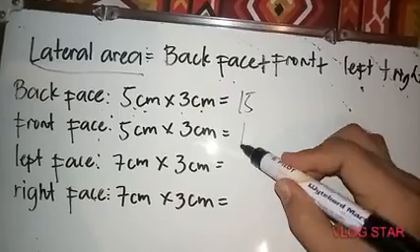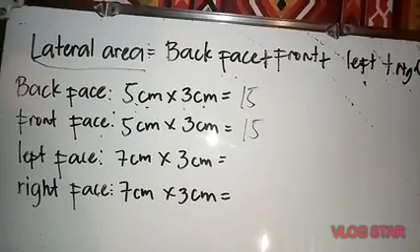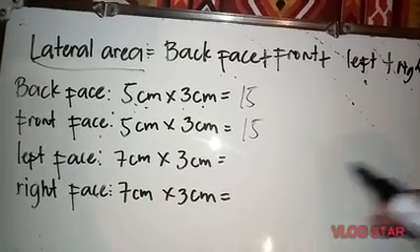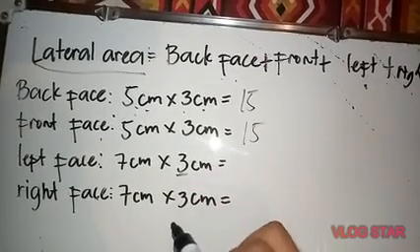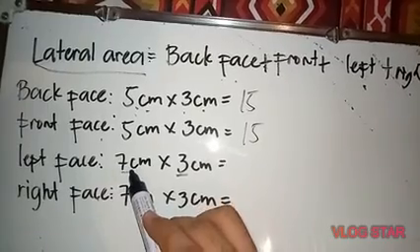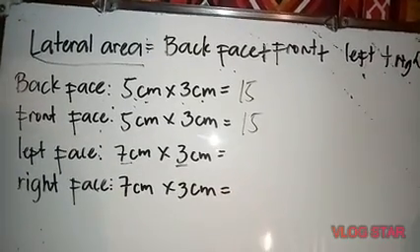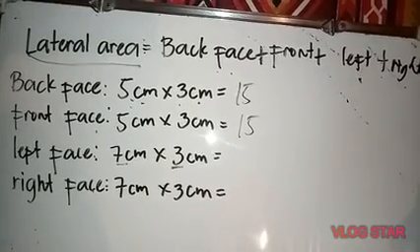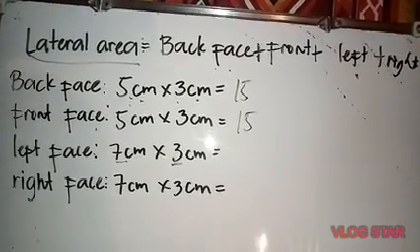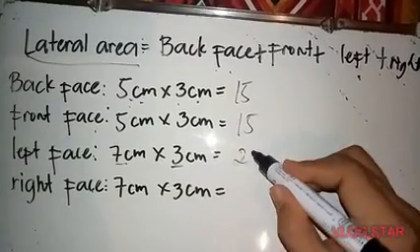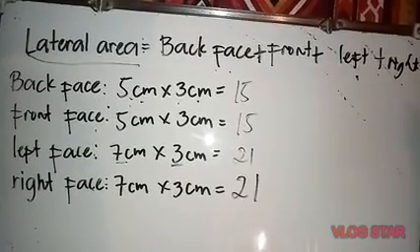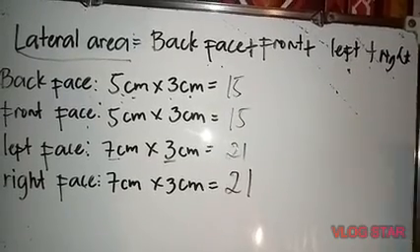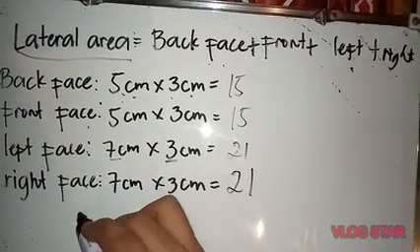The same with the front face. For the left and right faces, since the height is 3 and the length is 7, you can just take a look at page 323 for the figure of this one. So 7 times 3 is 21. Then the same with the right face. So to get the lateral area, just add everything.